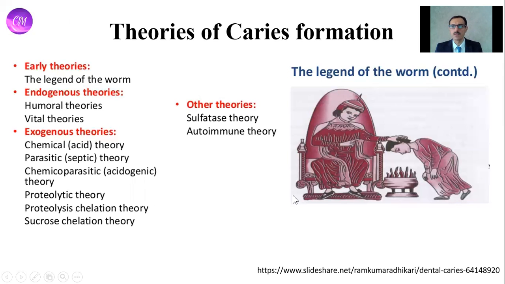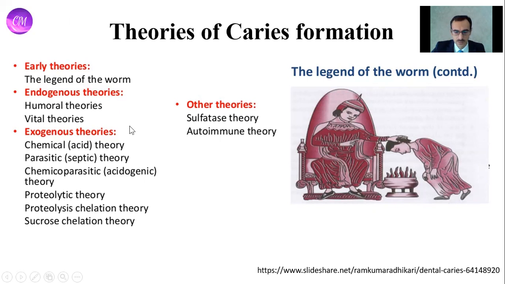There are some theories of caries formation. Here you see the list of these theories. First, the early theories include the legend of the worm. Here you see the illustration of the legend of the worm. Then endogenous theories that include the humoral theory and the viral theory.